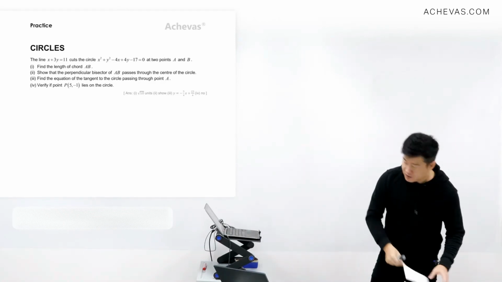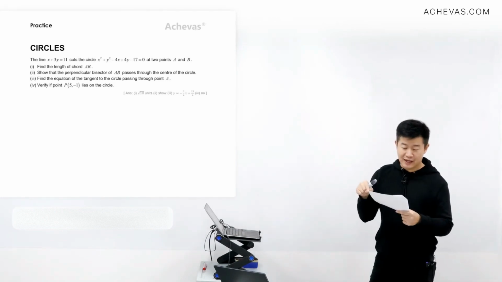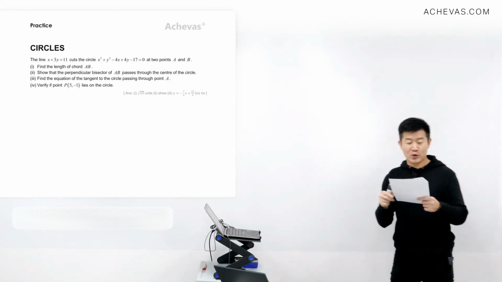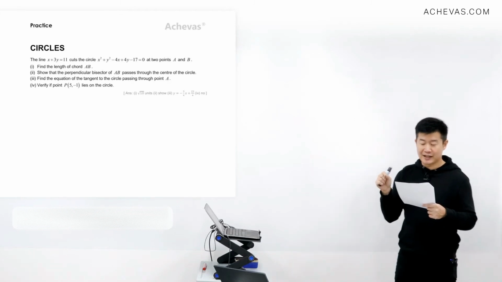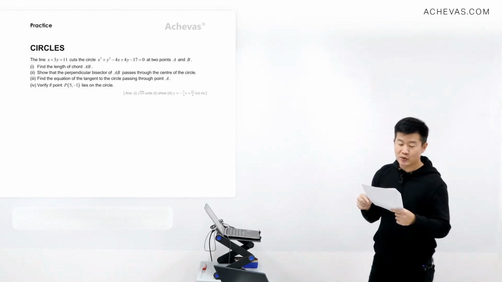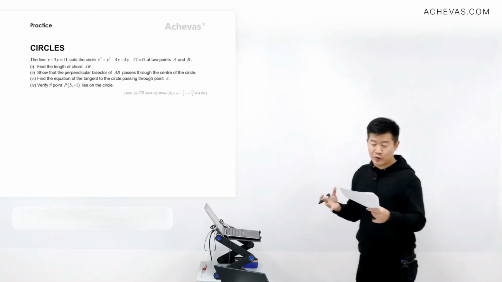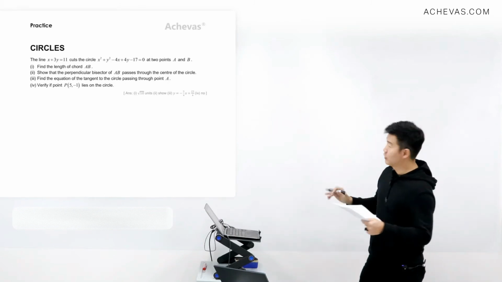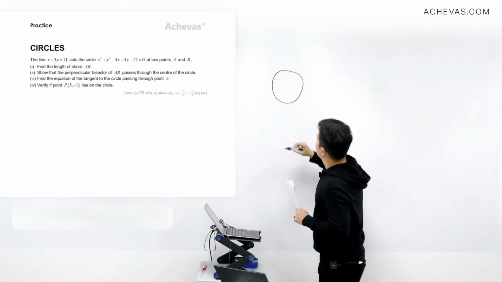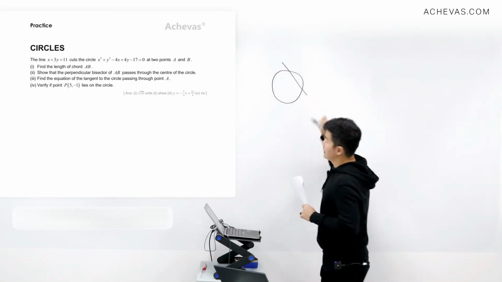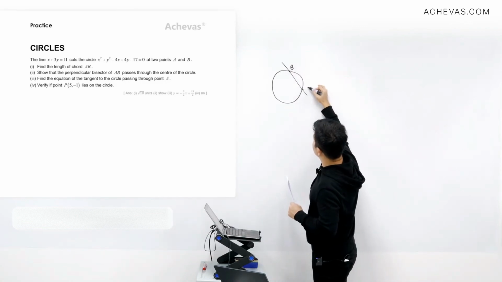So in this question, we are given a line and we are given a circle. We are given the equation of that line and we are also given the expanded equation of that circle. And the intersection between this line and the circle is going to be at points A and B. We are supposed to find the length of this chord AB. So let me just draw a quick diagram to represent what the question is trying to say. So let's say the circle is this over here. And the chord is, let's say, this, okay? And I'm going to call this point here B, this point here is A.